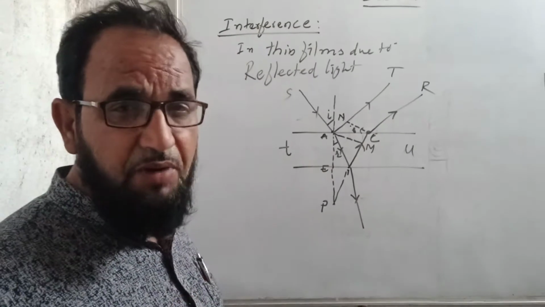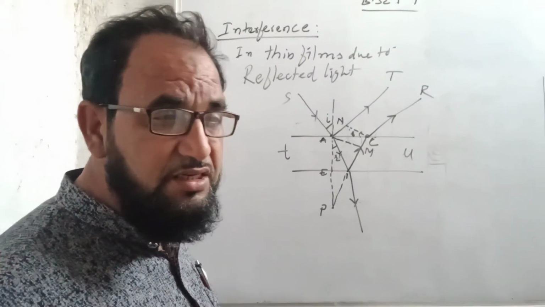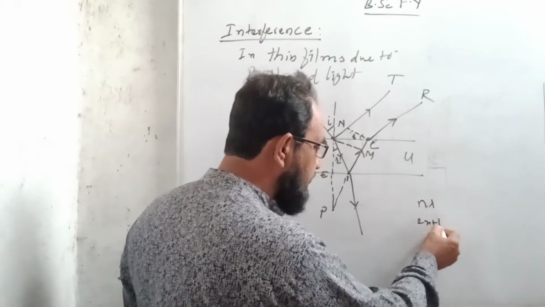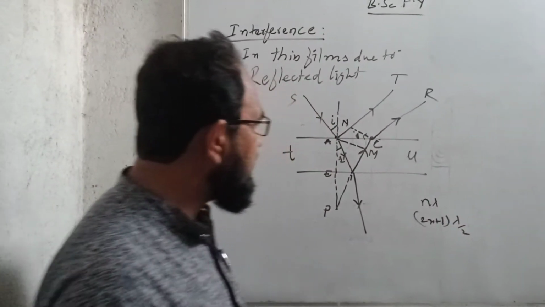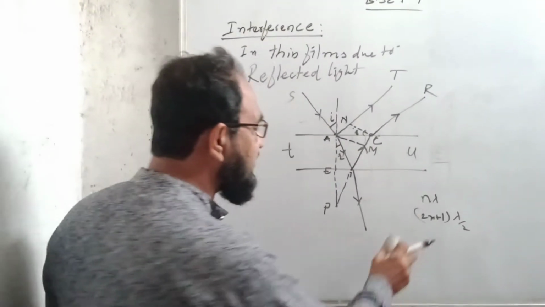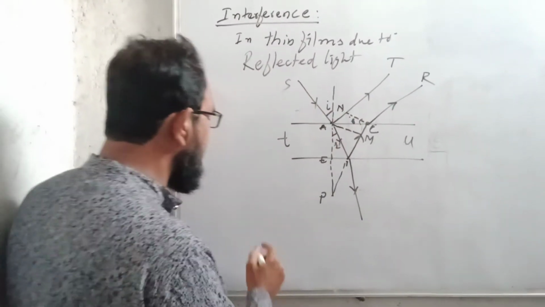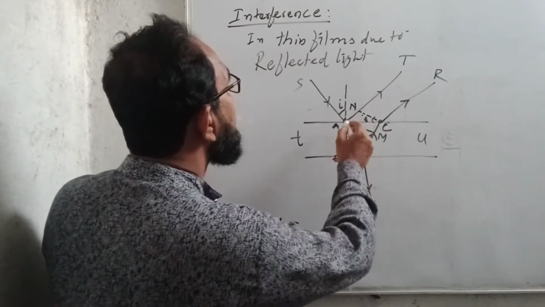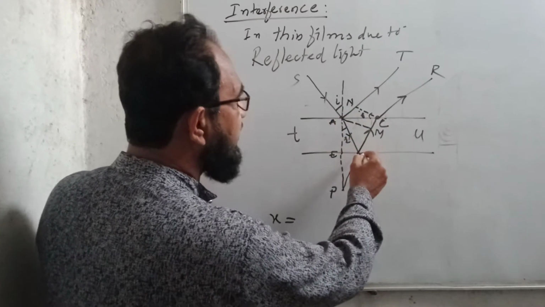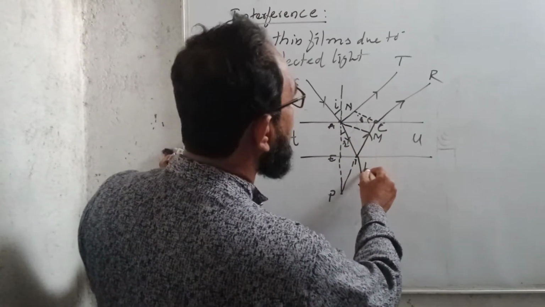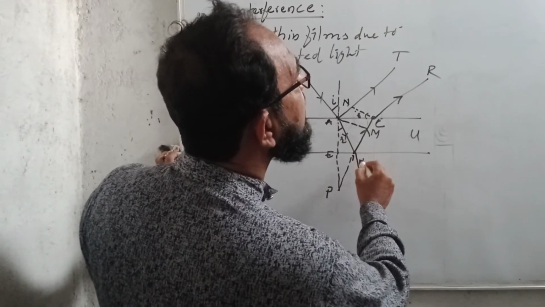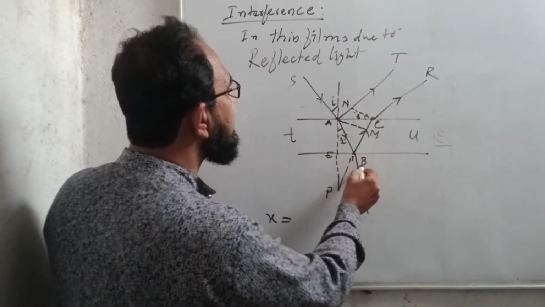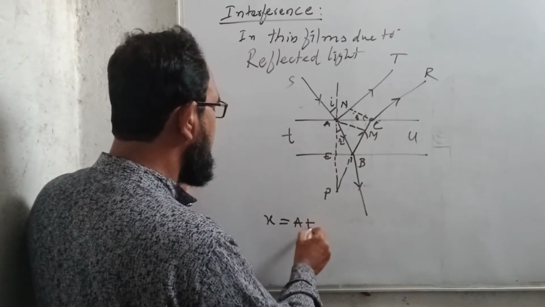Then we will equate the path difference for the condition for a bright band as n lambda, and the condition for a dark band as (2n plus 1) lambda by 2. So we will see that. First let us calculate the path difference. The path difference x is equal to AB plus BC.